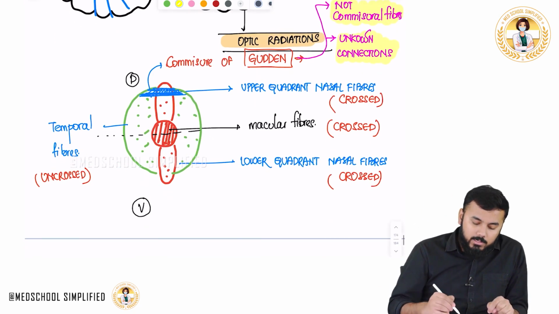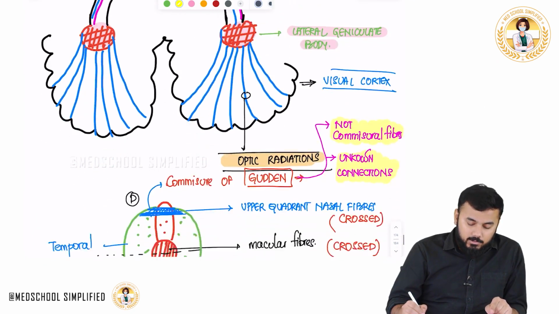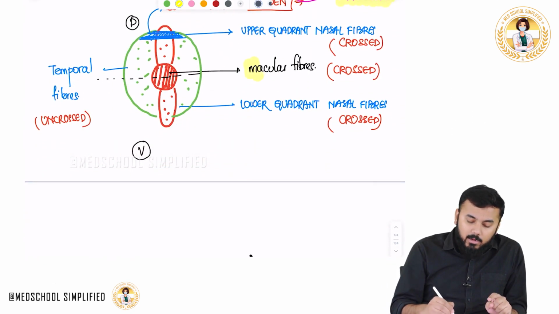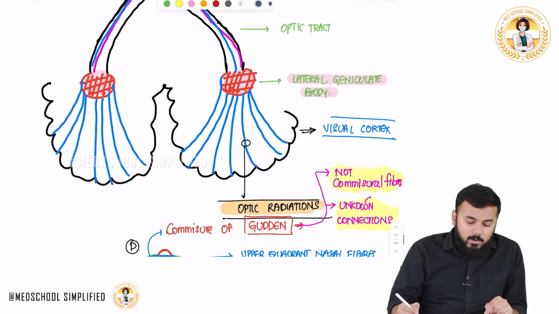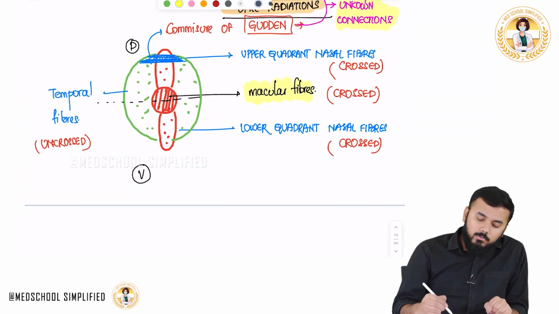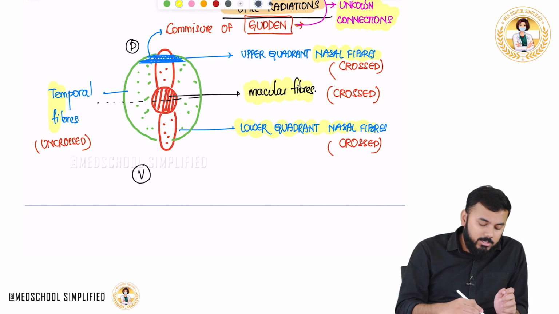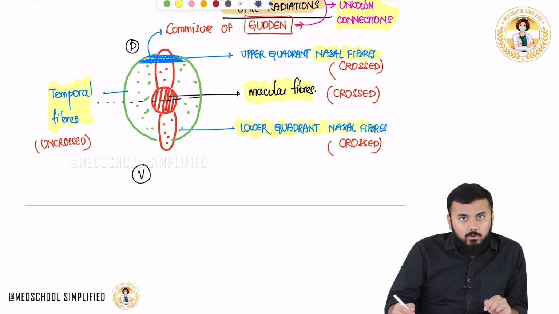Third important thing is that if you make a cross section at the level of the optic chiasma, in the center you have macular fibers. Then why did you not show macular fibers here? Because here I cannot see the macular fibers. Next, on both sides you have two types of fibers: upper quadrant nasal fibers and lower quadrant nasal fibers. All these fibers are crossed. On either side, in the temporal region, you have the temporal fibers, which are uncrossed.